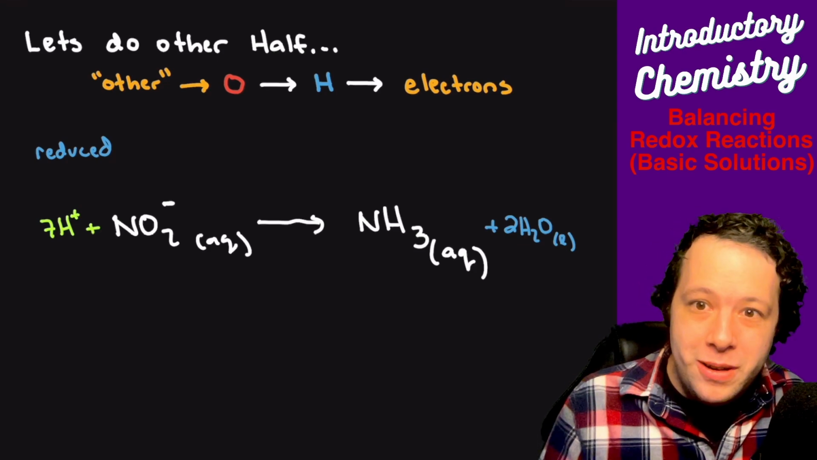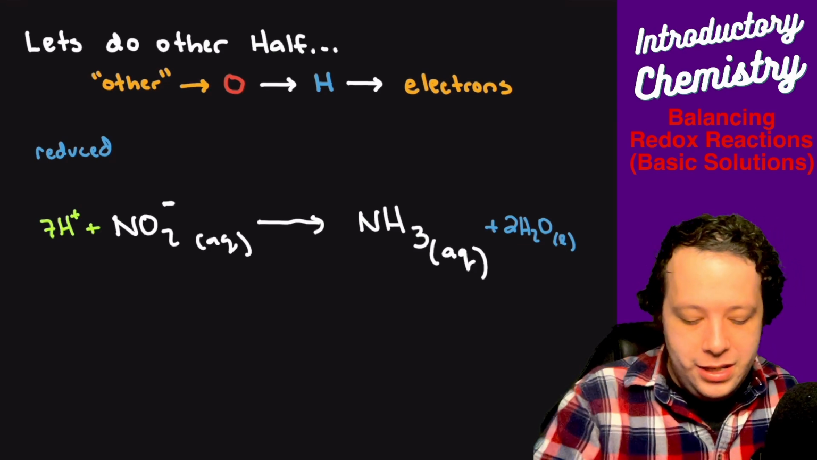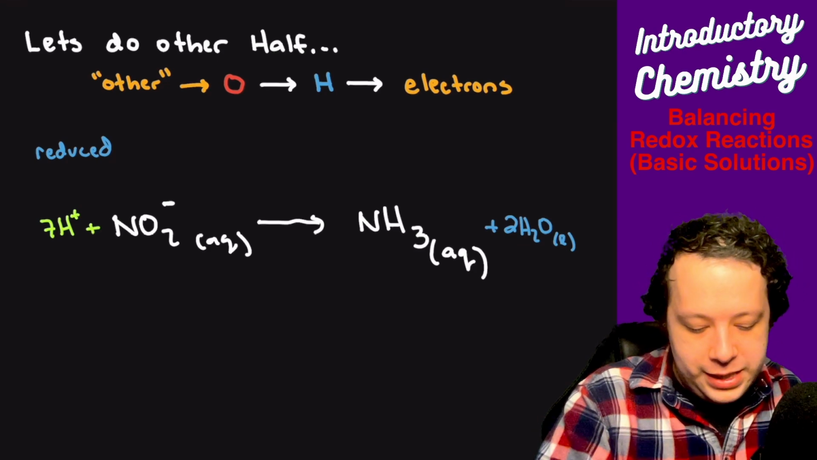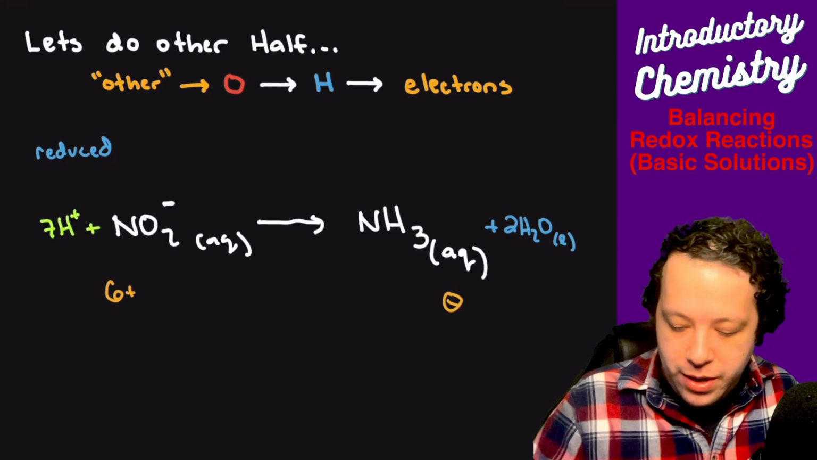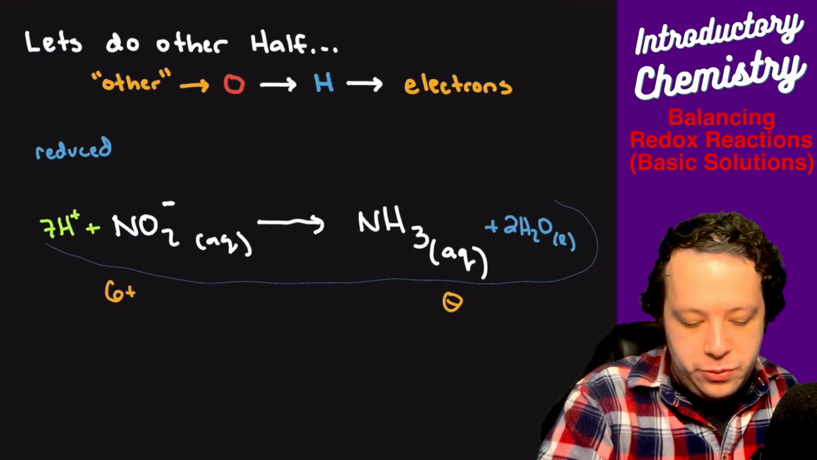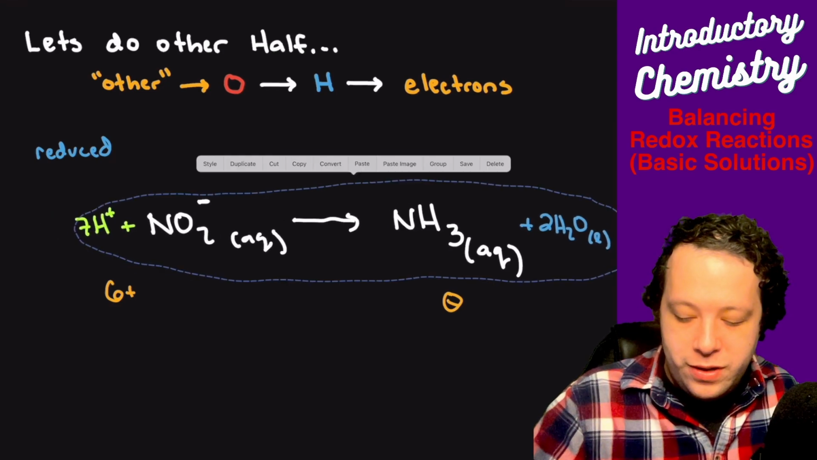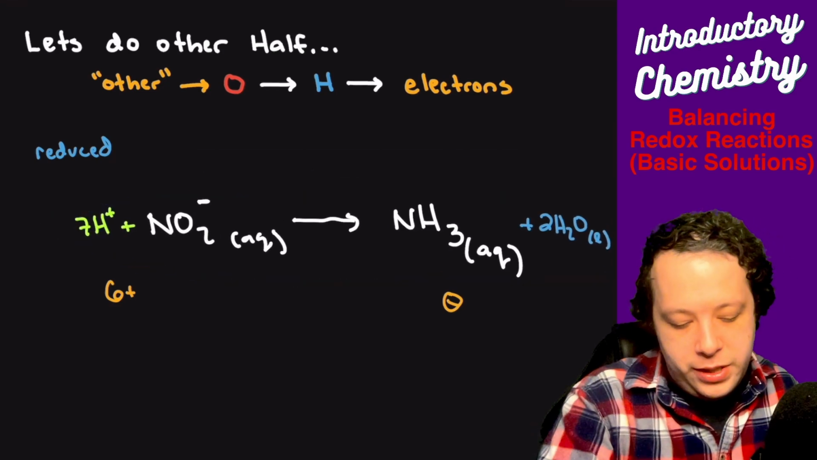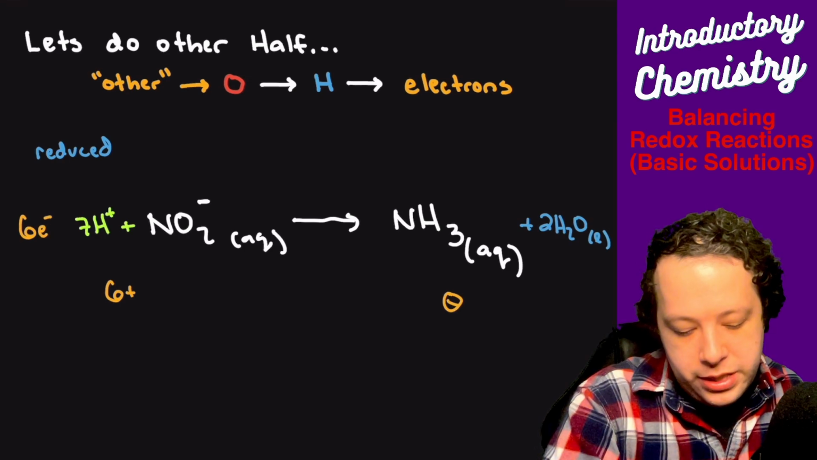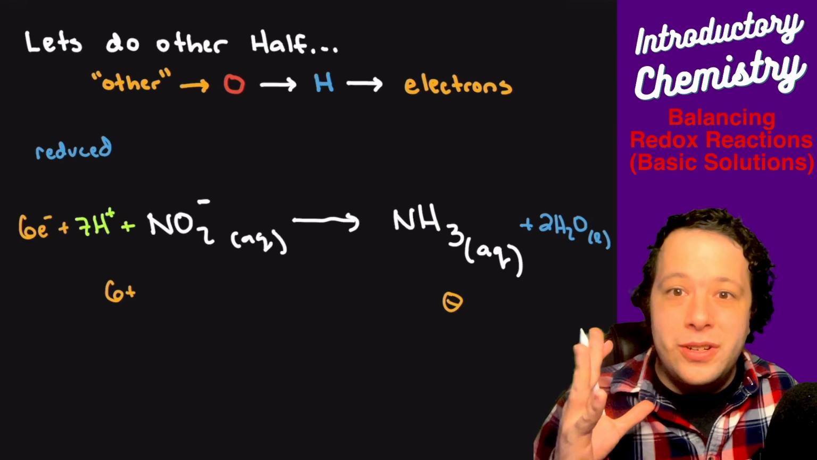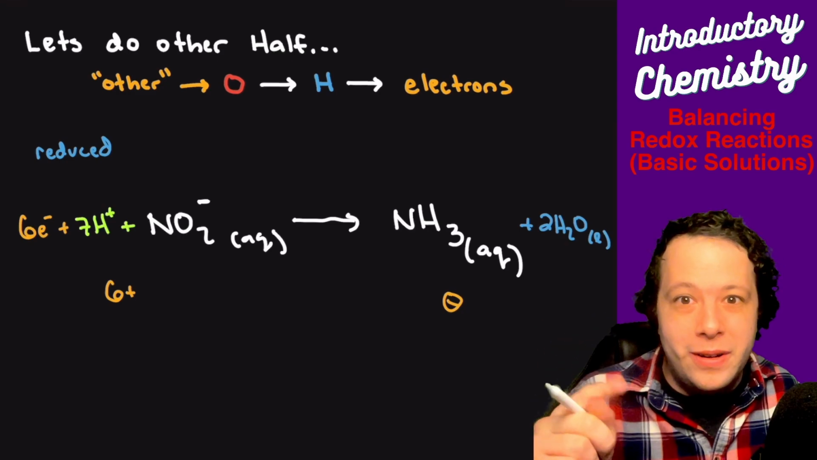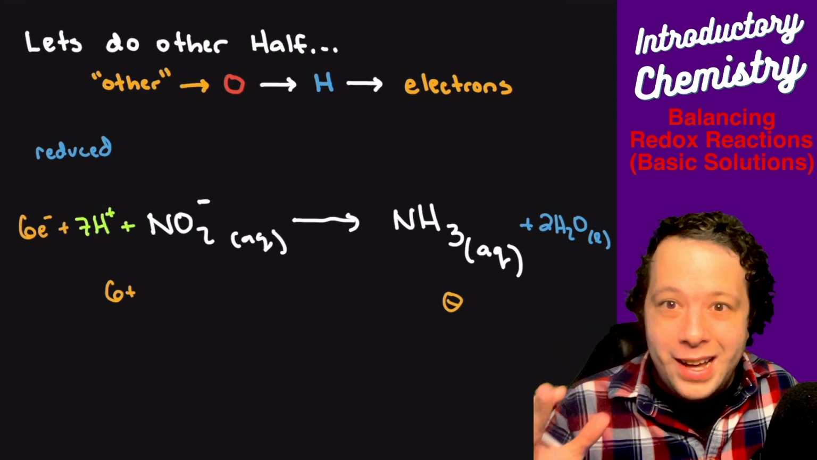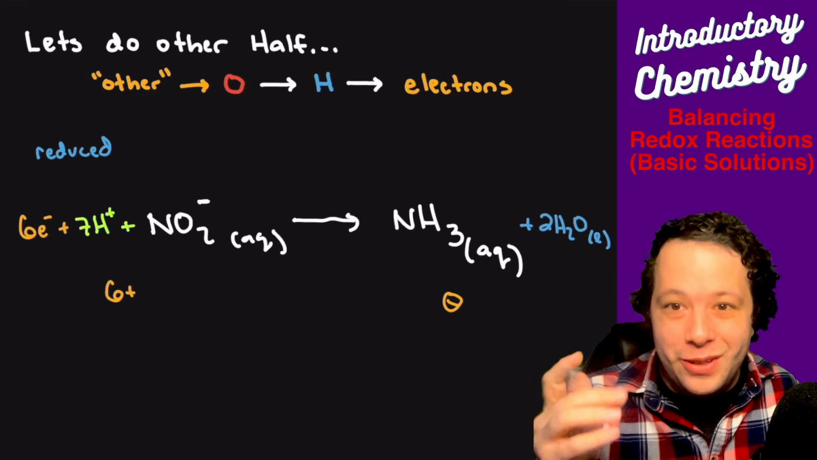Now, our next part is balancing our charges. So we have a total of 6 plus on the left, and we have 0 on the right. So what we need to do is balance that by adding electrons. I'm going to move this over, and we're going to add 6 electrons to the right in order to do this. And now we have our half reaction for the reduction part. Now this is when we add them together and try to cancel everything out.